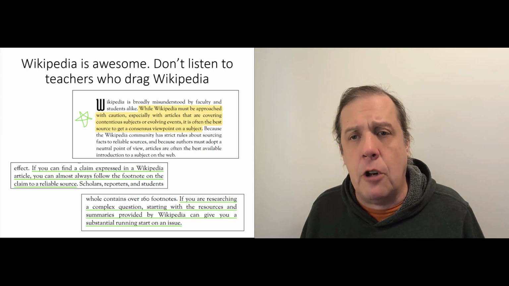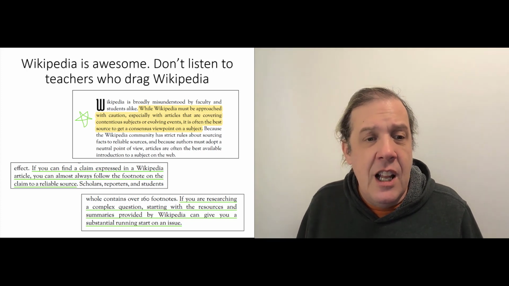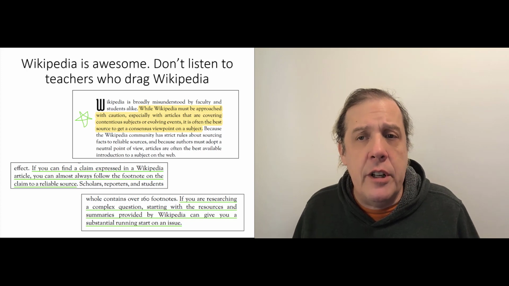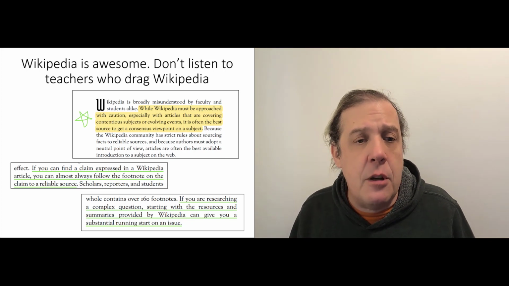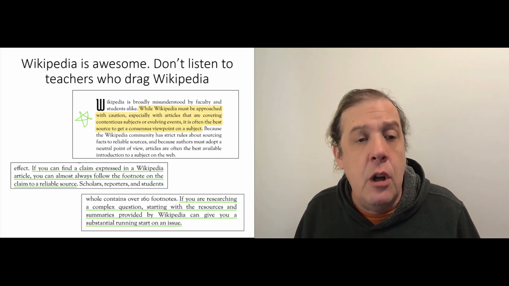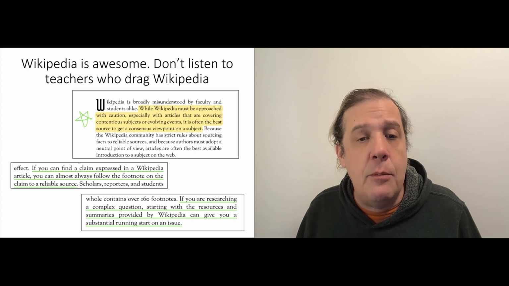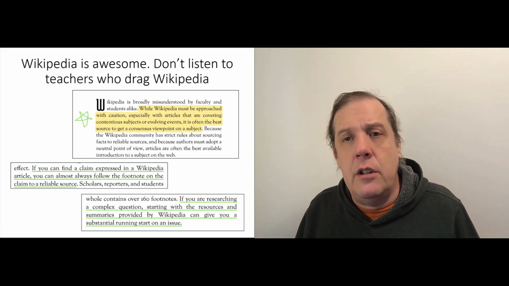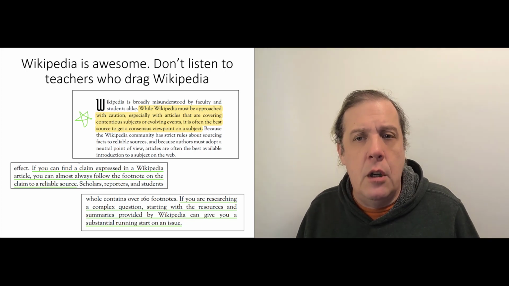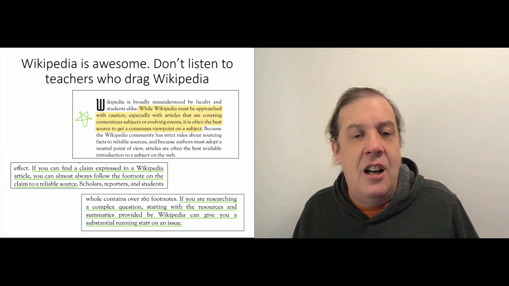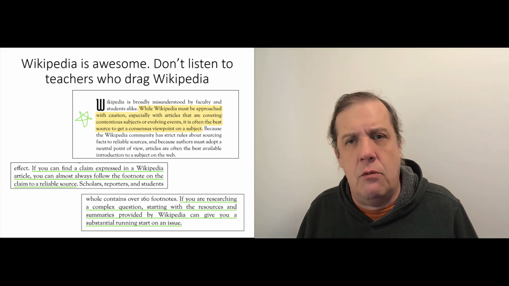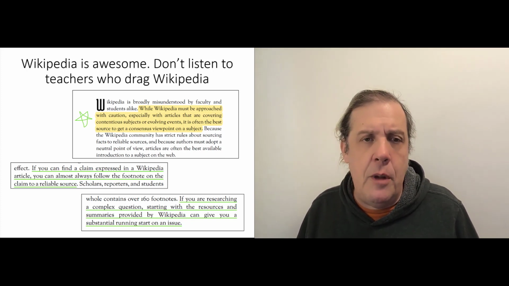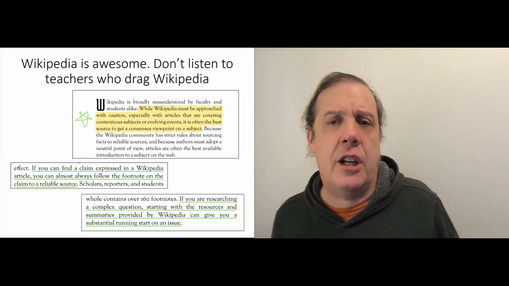Because it has evolved from a bunch of sources. And the other thing that's important here is that Wikipedia has again done your legwork for you. If you find a claim expressed in a Wikipedia article, you can almost always follow the footnote on the claim to a reliable source, right? So Wikipedia is an excellent step one, right? If you are researching a complex question, starting with the sources, resources, and summaries provided by Wikipedia can give you a substantial running start on an issue. This is great. And like I said, for a lot of basic fact checking, that might be all you need to do.